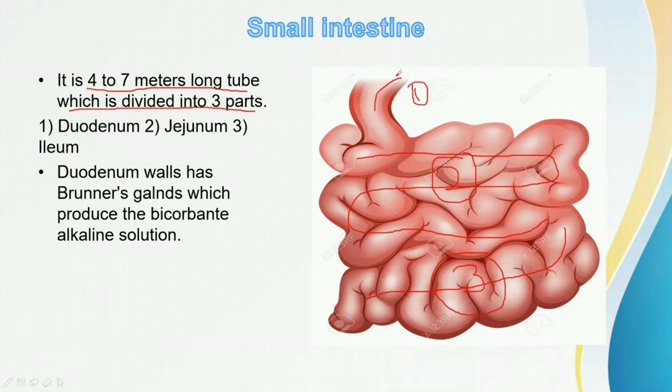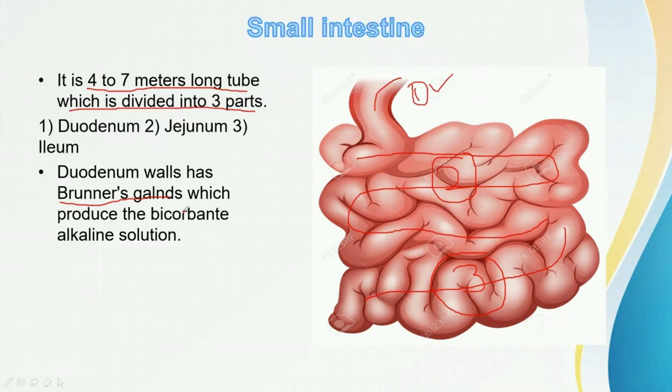Most of the chemical digestion occurs in this first part, the duodenum. The food, the acidic chyme, passes into the duodenum part. The duodenum has some glands on its inner walls. These glands we call Brunner's glands.